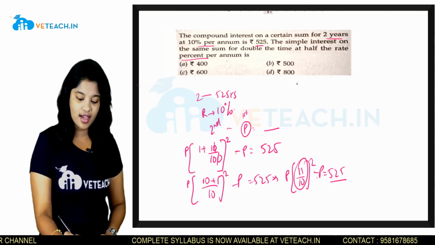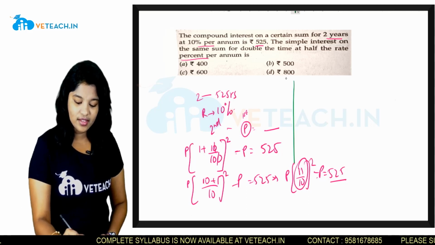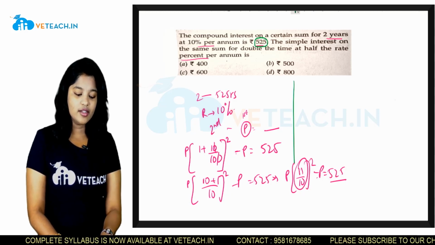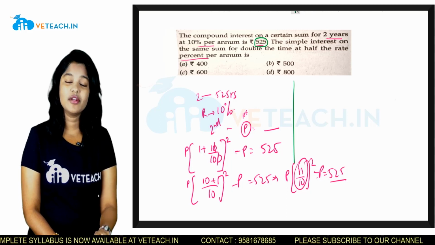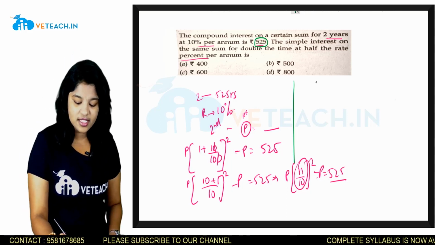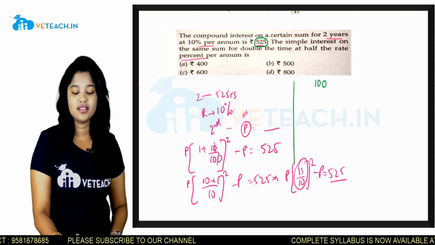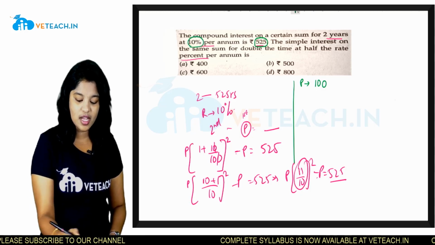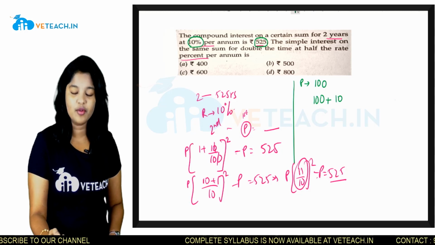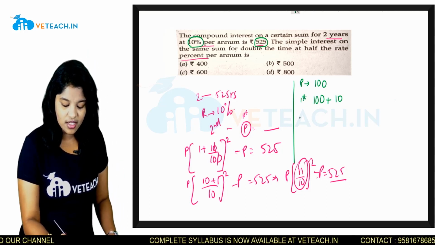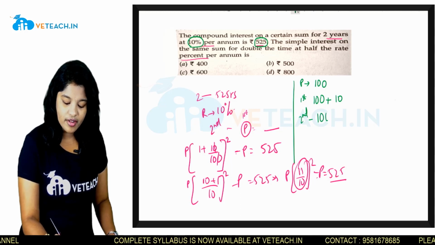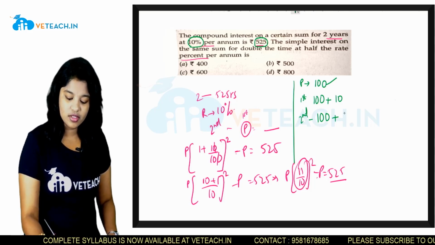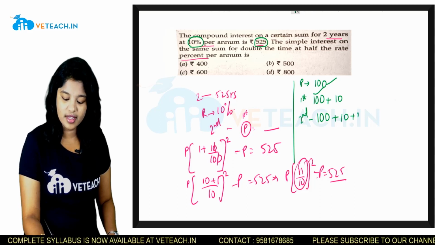So the simple procedure is this: they have given the interest for 2 years as 525 rupees at a rate of 10% per annum. So first I am considering the principal amount to be 100 rupees. If the principal amount is 100 rupees, then for the first year, since the rate of interest is 10%, it amounts to 100 plus 10 rupees. At the end of the second year, the compound interest will be the principal amount 100 rupees plus interest on this amount 10 rupees, and interest on the 100 rupees, that is again 10 rupees.